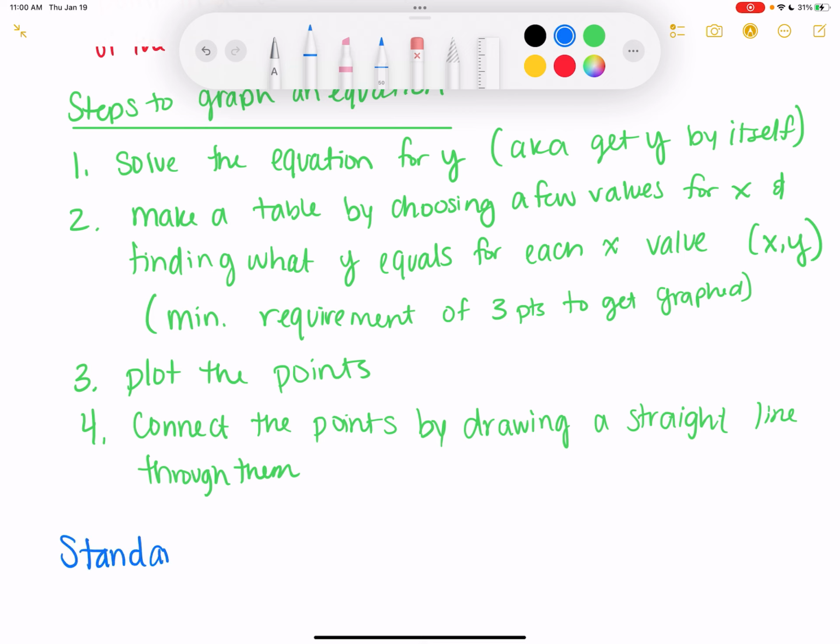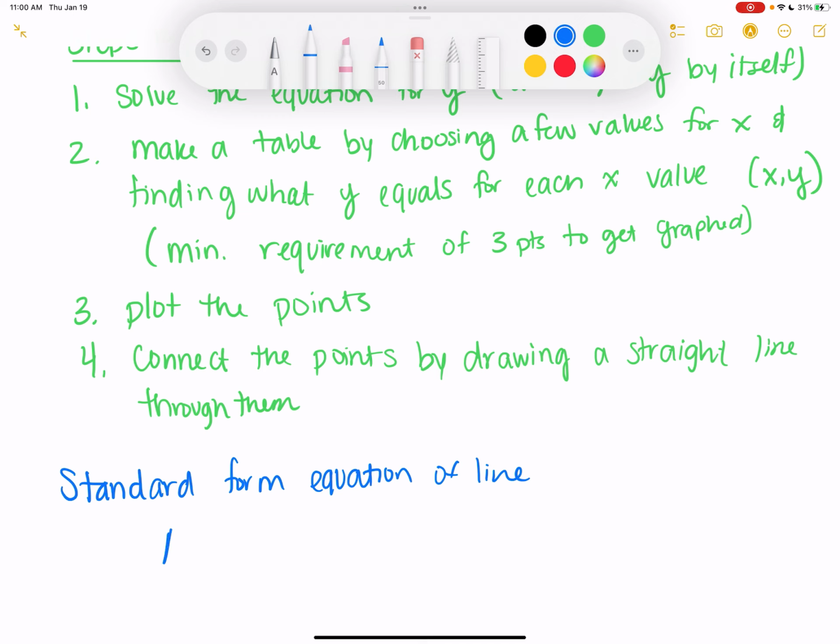The standard form equation of the line. This will be more important in the next section that we do. They'll have to be in this form, but I just wanted you to go ahead and see it. It's in the form Ax + By = C. So x and y are the variables. A, B, and C are just going to be numbers. They can be any number. They just can't both be 0.